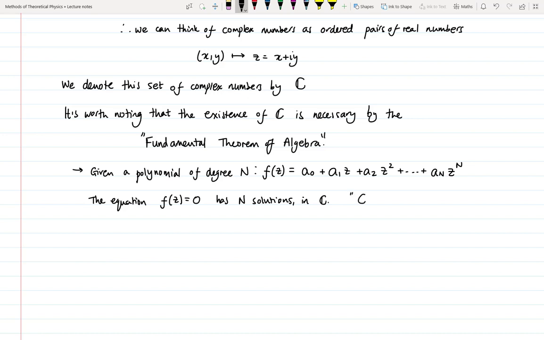We sometimes say that the complex numbers are algebraically complete. And what we saw above was an example of this. We had a quadratic, which is a polynomial of degree 2. And using the quadratic formula, we found that there are indeed two solutions. And in this case, the solutions were both complex numbers.